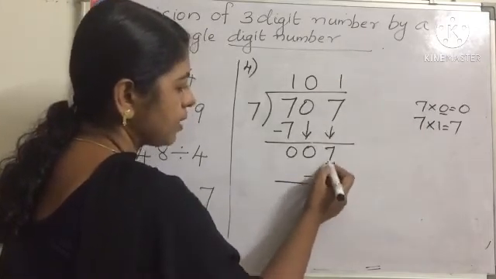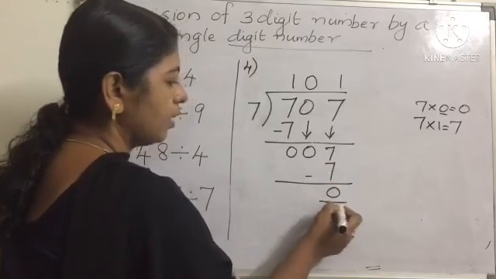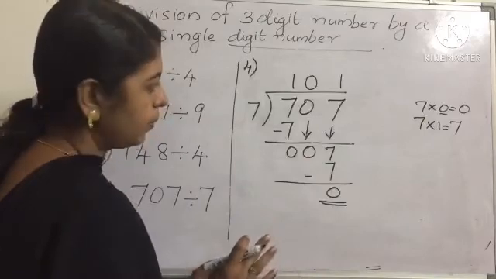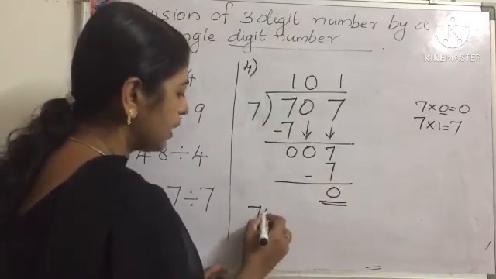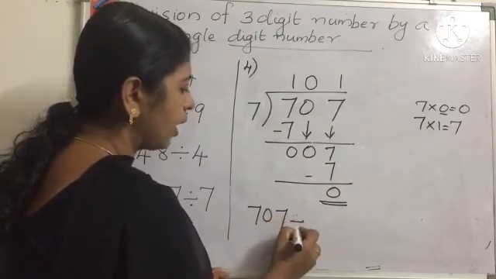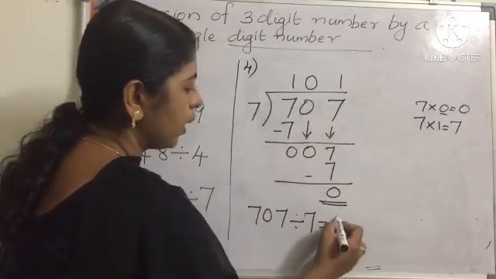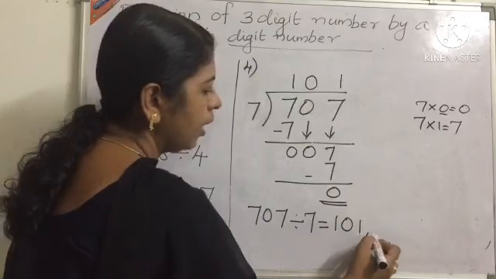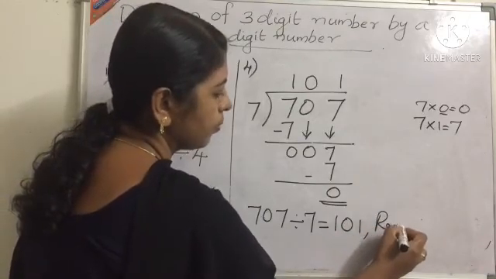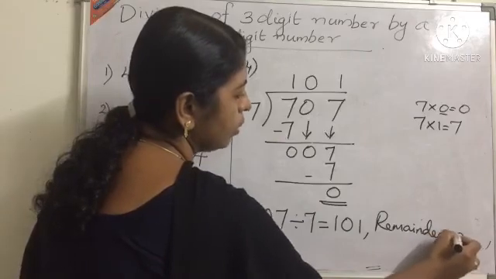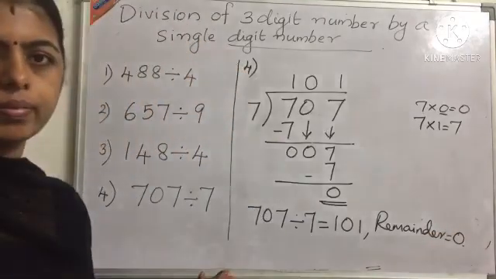Okay, then subtract 7 minus 7, it's 0. Okay, there is no digit, so we can stop here. Then 707 divided by 7 equal to, the quotient is 101 and remainder it's equal to 0. Clear?